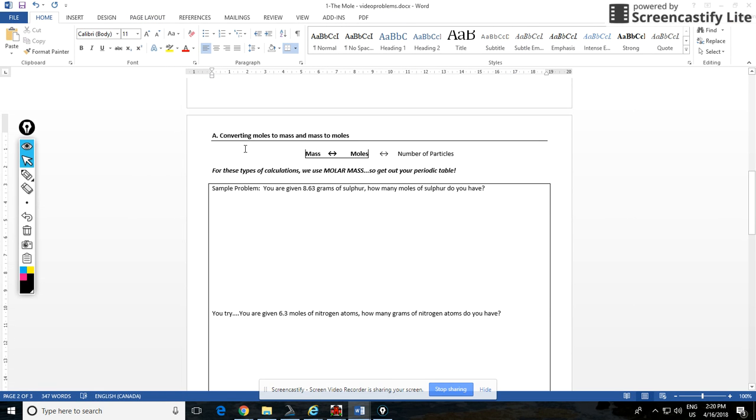In this video, we're going to go over some practice problems relating to the introductory lesson that we saw on the mole. In the last video, you reviewed the molar mass concept and the concept of the mole. Now we're going to take a look at how to convert masses to moles. So you need to remember some of the variables.